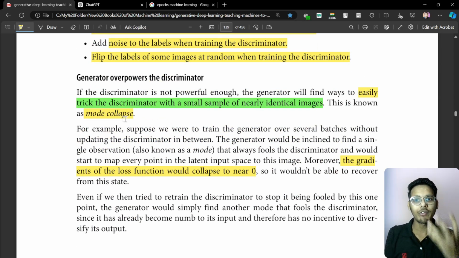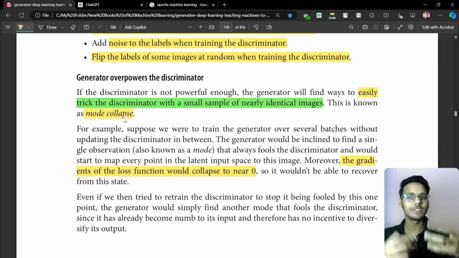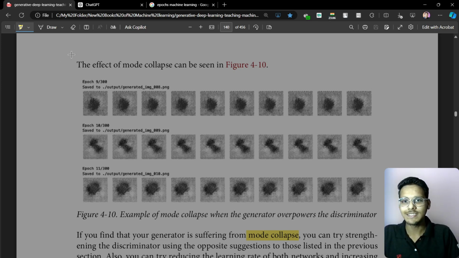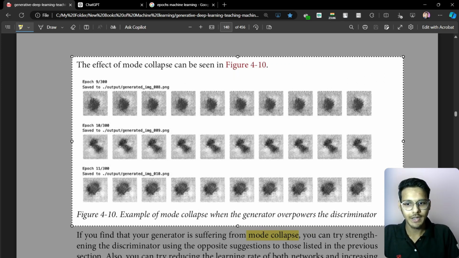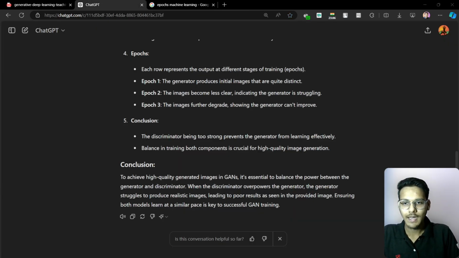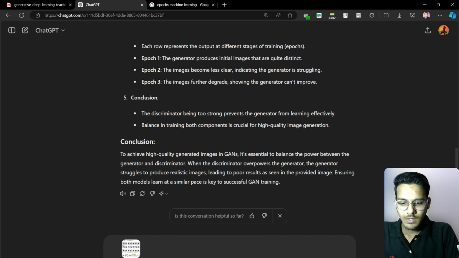Now what will happen when the generator overpowers the discriminator, guys? It is quite tough to see, but when the generator overpowers the discriminator, this is called mode collapse. You know what happens in this case. So let's see from this image. I'm just going to put this image in ChatGPT, and okay, I'm just going to put all these things in, and let's see what it will say to us. Explain clearly.